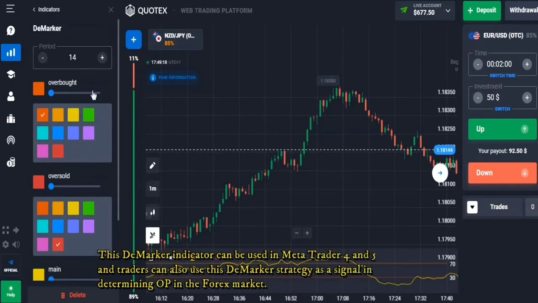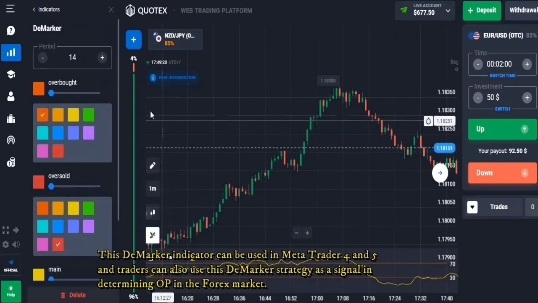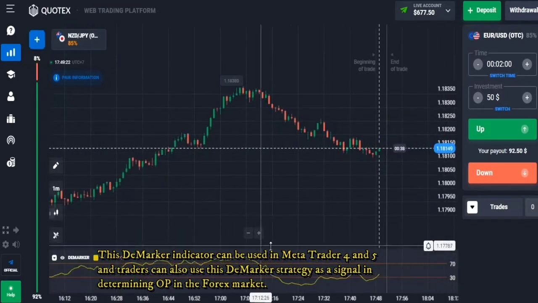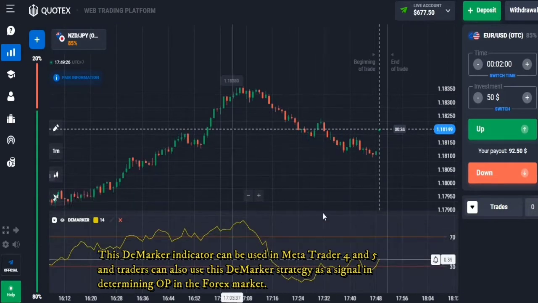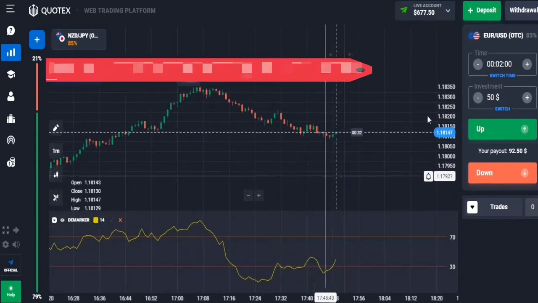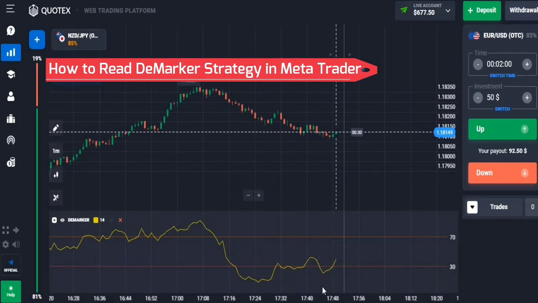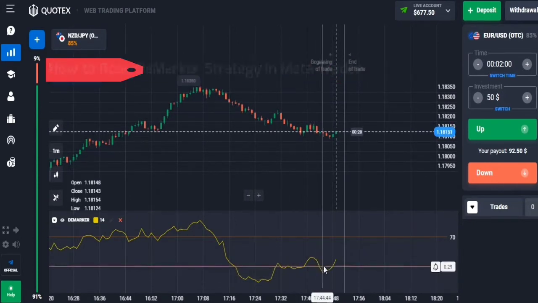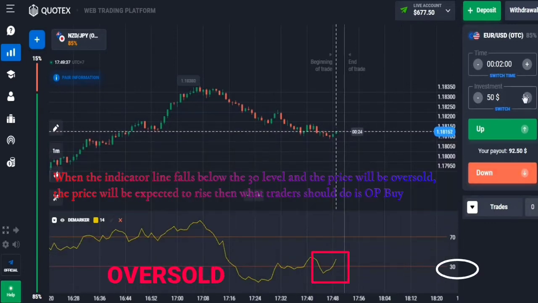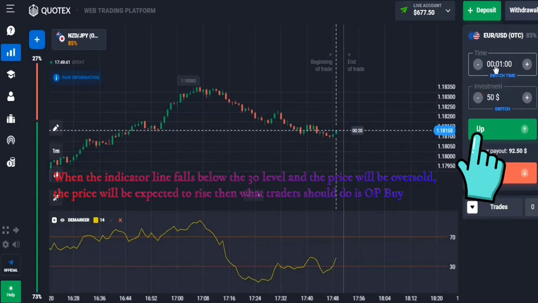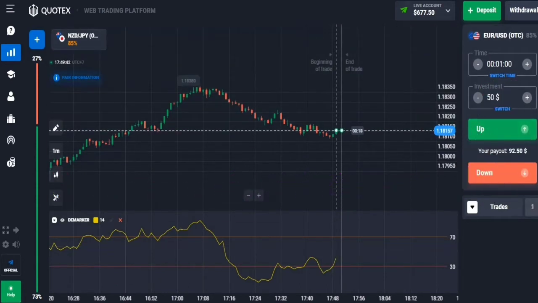This DeMarker indicator can be used in MetaTrader 4 and 5, and traders can also use this DeMarker strategy as a signal in determining entries in the Forex market. When the indicator line falls below the 30 level and the price is oversold, the price is expected to rise. Then what traders should do is open a buy.